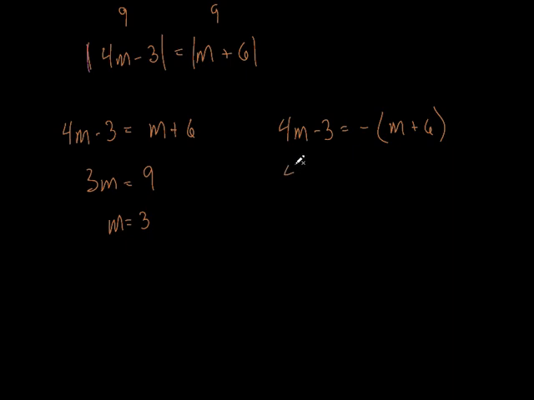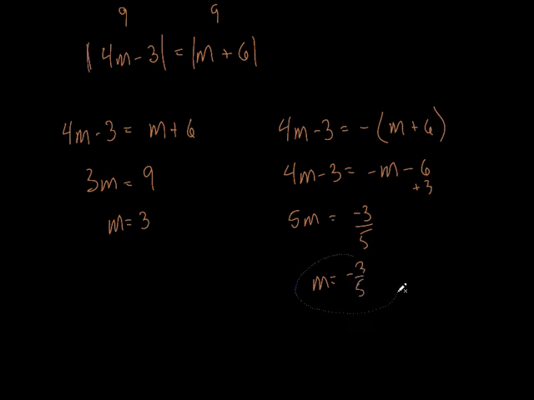Let's try this one now. 4m minus 3 equals, what's that? Negative m minus 6, right? Add an m to both sides, that's a 5m. Add a 3 to both sides, that's a negative 3. Divide by 5, so m is negative 3/5. We don't have time right now, but if you wanted to, you could plug it in. It's not quite as easy to do in your head as this was, but you'll find out that they both work.